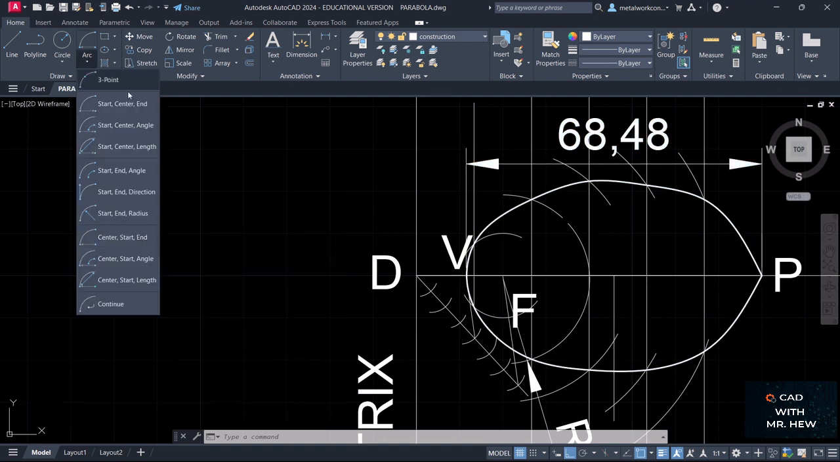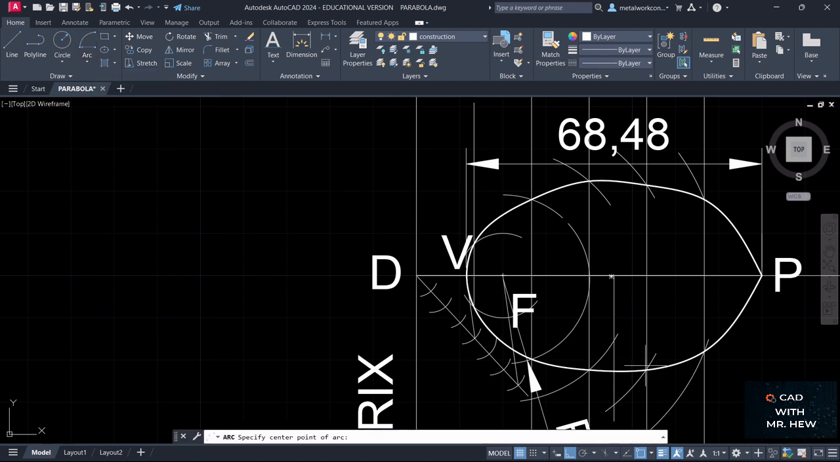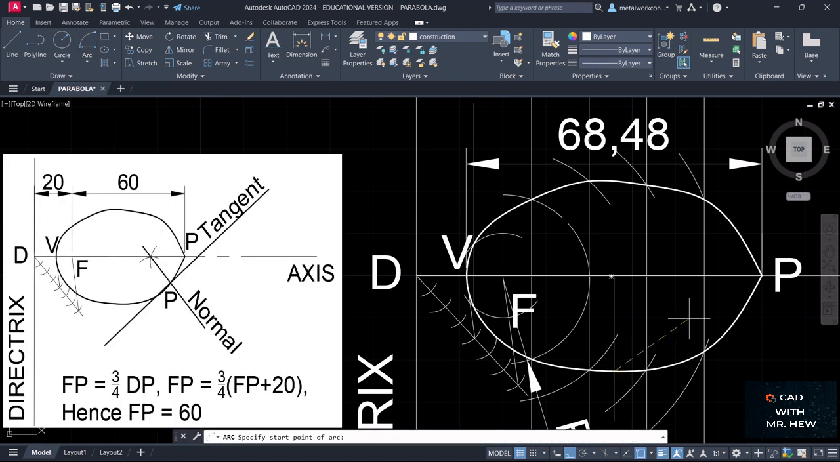So what we need is an arc from here. We're going to go center start. So center will be here. The radius that we want is 34.24. Enter. Right, so we'll come around. We need to turn off the snap. Good. Right? See the point coincide with the focus.